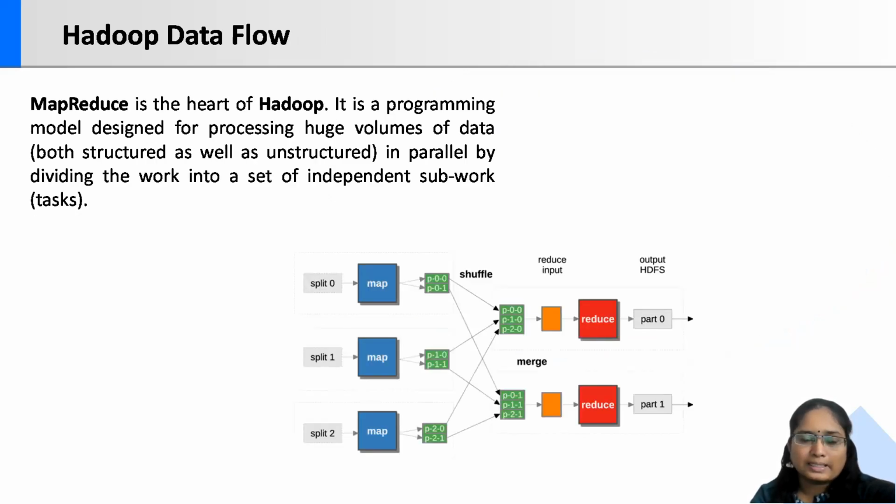Look at this example, this is a map and reduce. This is the processing unit in your data nodes. MapReduce is the heart of Hadoop. It is a programming model designed for processing huge volumes of data, both structured and unstructured, in a parallel manner by dividing the work into a set of independent tasks.